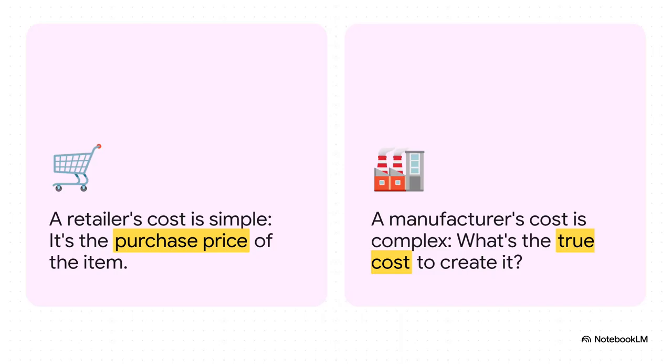For a regular store, a retailer, it's pretty simple, right? Their cost is just what they paid for the item. But for a manufacturer, it's a whole different ballgame. They don't buy finished products, they make them from scratch. So how on earth do they figure out the true cost of just one chair when so many different things go into it? That's the big puzzle we're going to solve together.